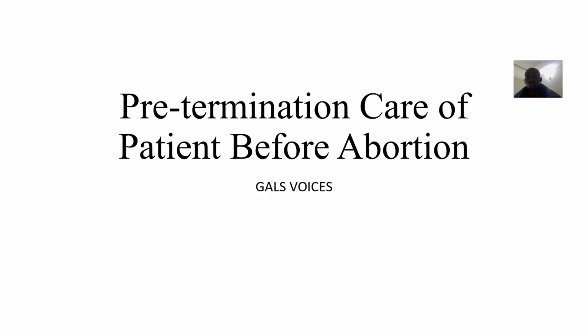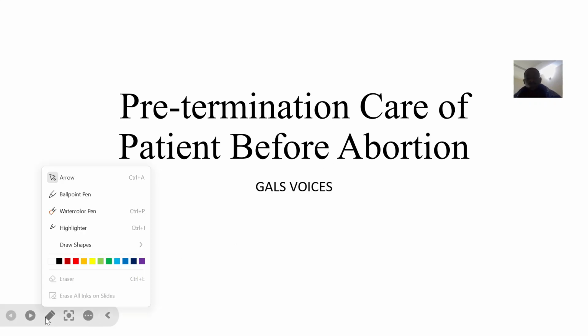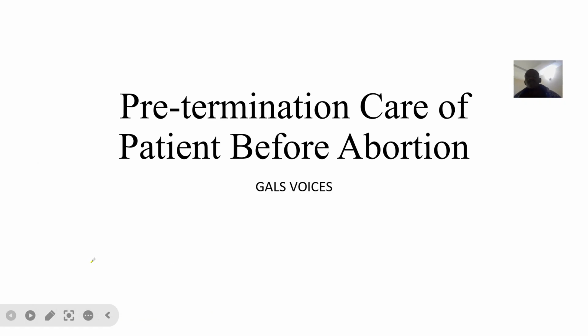Next discussion, for the next discussion we'll be having, we'll talk about the type of care. That's if you are living in a country where abortion is legal. A patient comes to you for abortion. What is the type of care you actually give to the patient before the abortion? They call that pre-termination care. Okay, so let's look at this.